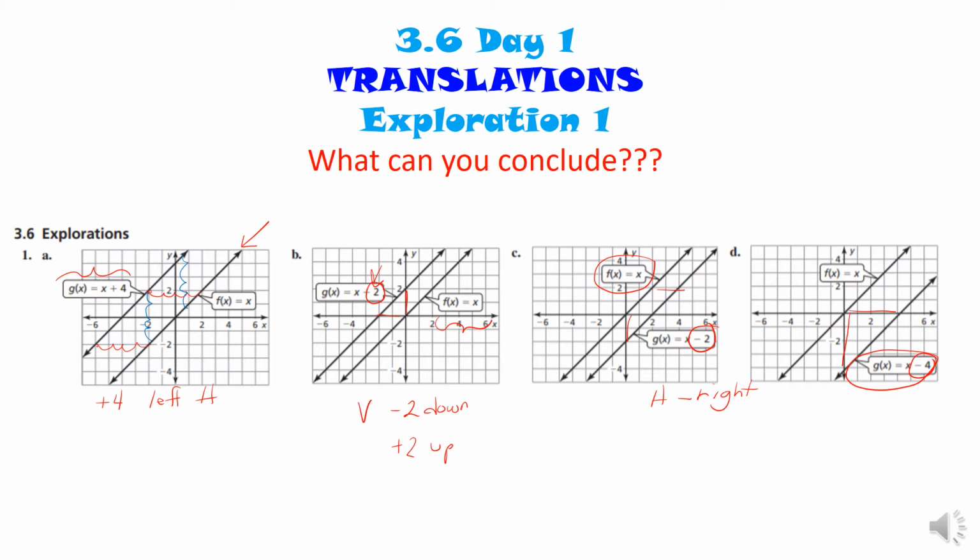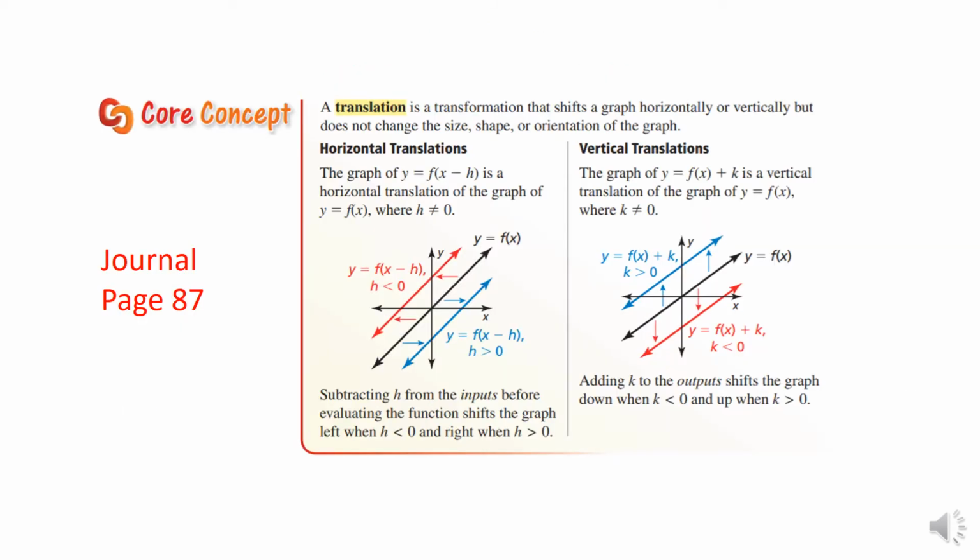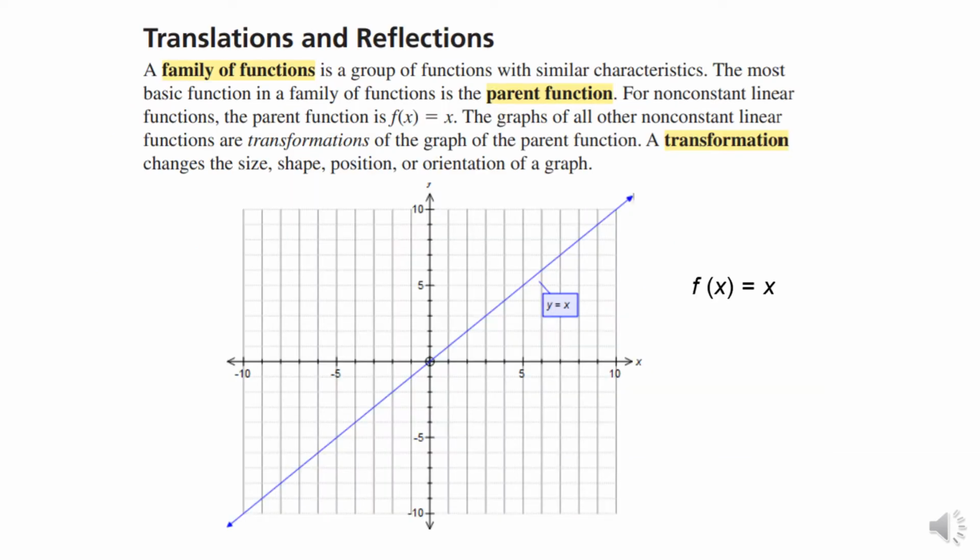All right, so here it is in your book. You'll see this on page 87 in your journal. It explains in their way all the different changes, and you can look through that and get yourself familiar with that. The thing I wanted to warn you about was moving things.